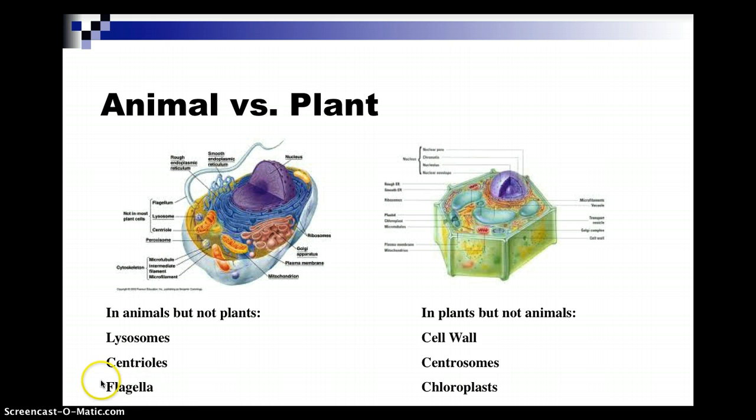The best example I can think of for a flagellum would be a sperm cell with its tail. The tail is a flagellum, which allows it to move so that it can carry out reproduction. In plant cells, but not animal cells, there's a cell wall to give it a rigid structure so it can stand up and not move very much. The centrosomes are used instead of centrioles during reproduction. More on that later. Chloroplasts, which are used for photosynthesis, and there's a central vacuole, which is this big water-filled container here that helps it maintain its structure.